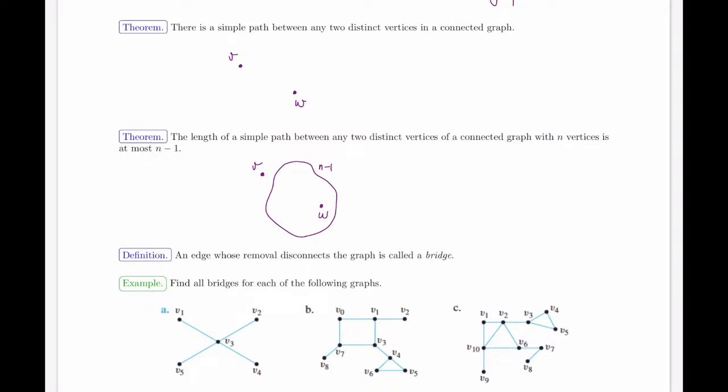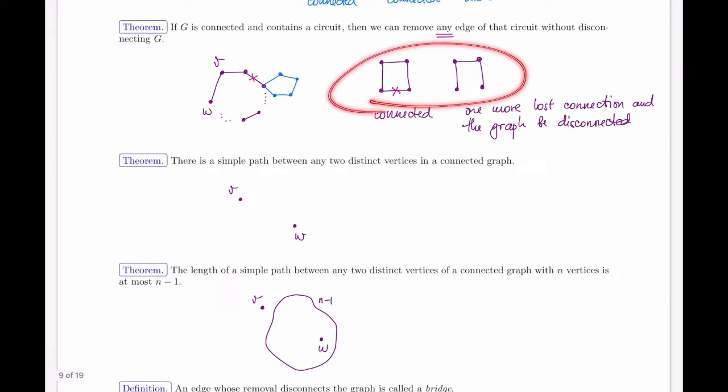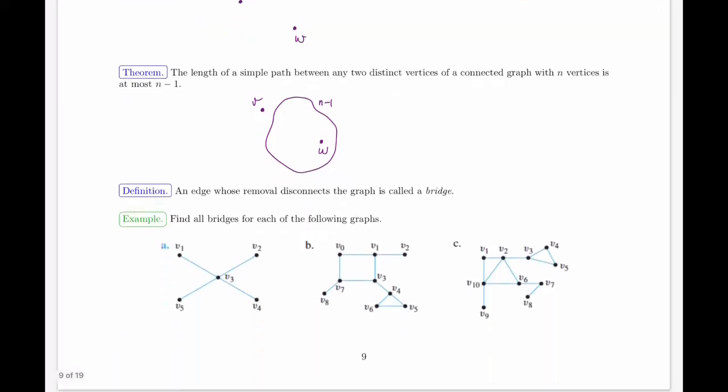You need to adjust. Now, based on this observation above about one severed connection, either disconnecting the graph or not, we have another definition for such a removal. An edge whose removal disconnects the graph is called a bridge. Okay, so this edge is the one that will actually break the graph.